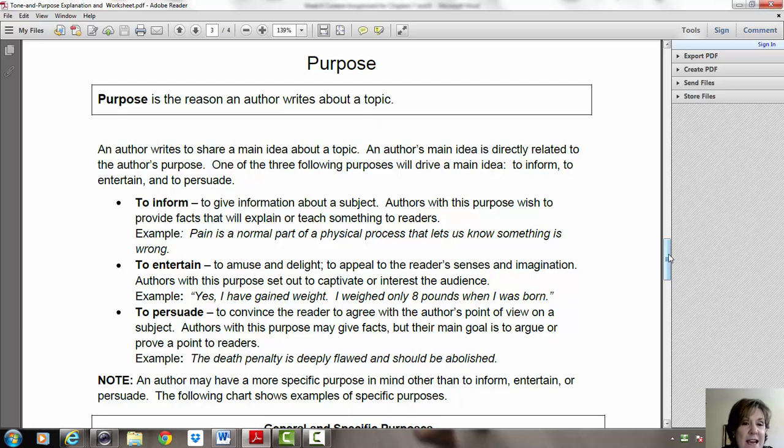To persuade is to convince the reader to agree with the author's point of view on a subject. Authors with this purpose may give facts, but their main goal is to argue or prove a point to the readers. The death penalty is deeply flawed and should be abolished. Well, that's not really based on facts. That's an opinion. But he or she says this to try to persuade the way you think about the death penalty.